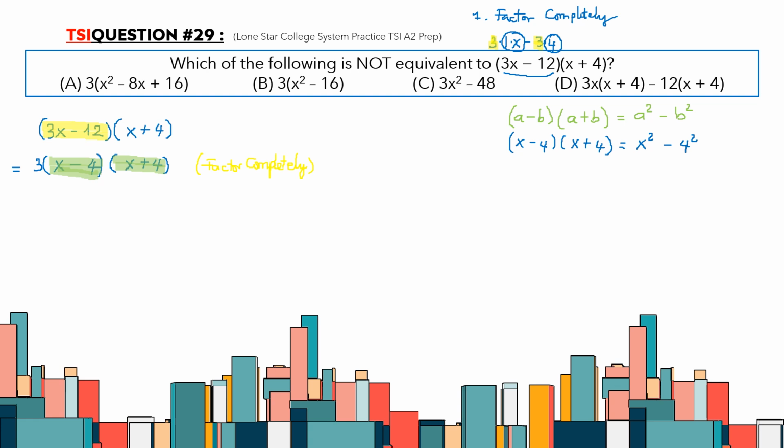So our a in this case is x. A is x, B is 4. So at the end, we will have x squared minus 16. Okay, so now we write down equal 3 times x squared minus 16.